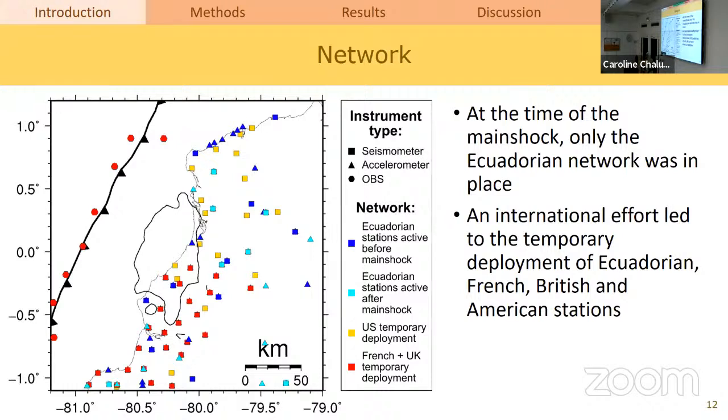So the 2016 earthquake was able to be detected and recorded thanks to a large network of stations. At the time of the main shock, the stations that were in place were these dark blue stations right here. But later on, thanks to the efforts of Ecuadorian, French, British, and American universities, there was a large deployment of temporary stations that helped record the post-seismic period. And this started roughly 1 month after the main shock.